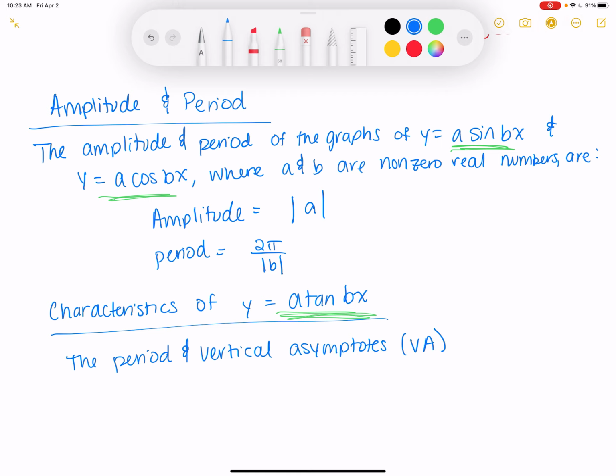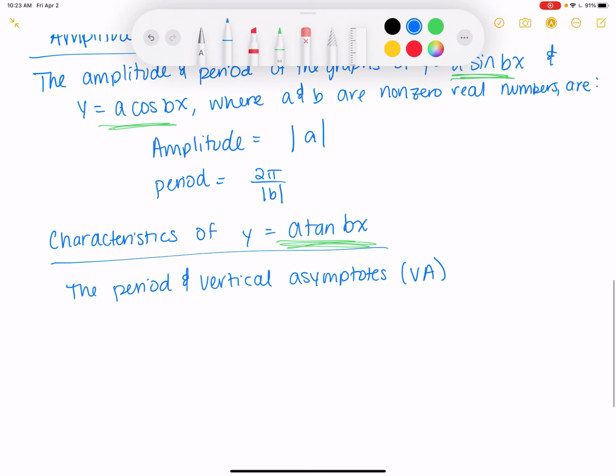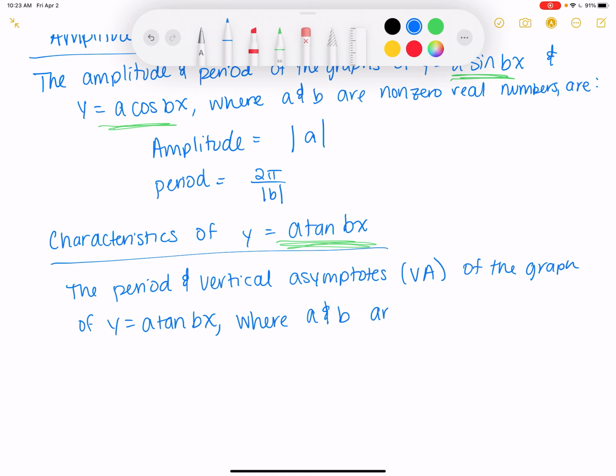Vertical asymptote is represented as VA. Of the graph of y equals a tangent of bx. There's a P in asymptote? Yes, I misspelled it. Oh, I have two T's instead of a P. Where a and b are non-zero real numbers.